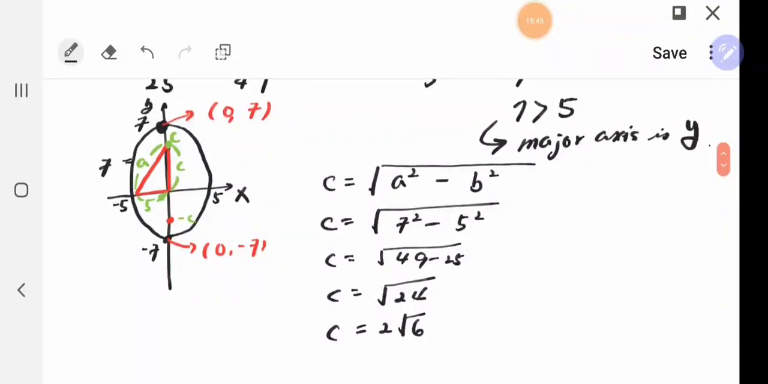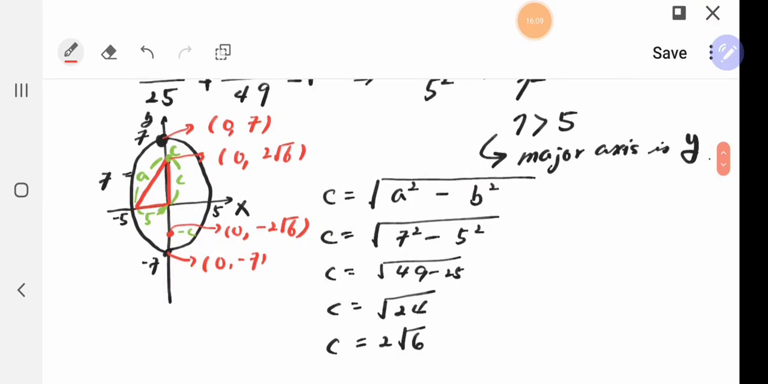Okay, the first focus should be x equals 0, y is 2 square root of 6. The second focus will be 0 and negative 2 square root of 6. So we just found the vertices and foci.